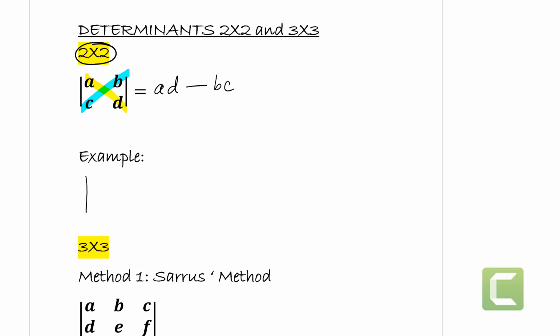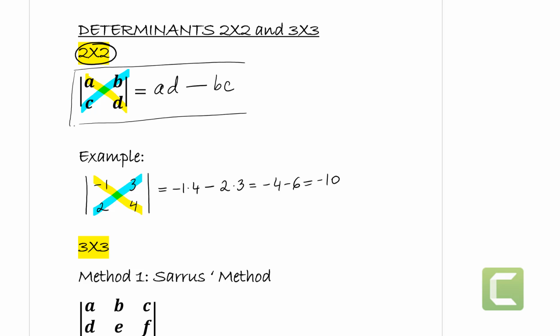So for example, if we have negative 1, 3, 2, 4, we solve it this way. We multiply these two together. So it's negative 1 times 4 minus, and now we multiply these two together, 2 times 3. So we get negative 4 minus 6, which is negative 10. So the 2 by 2 determinant formula is very important because it comes up in even 3 by 3 and 4 by 4 and so on.